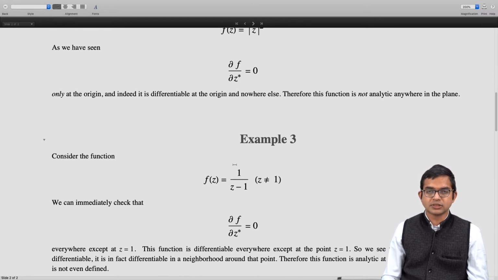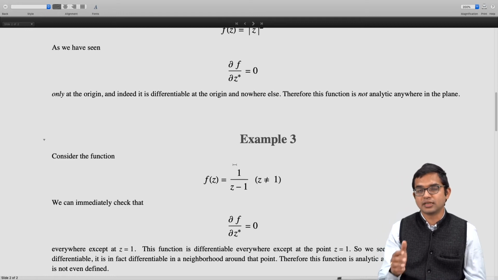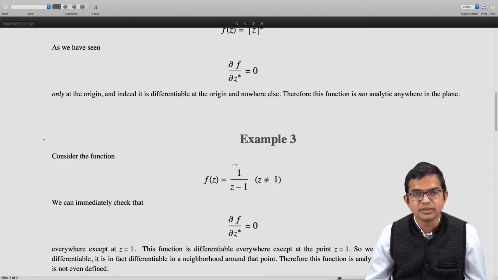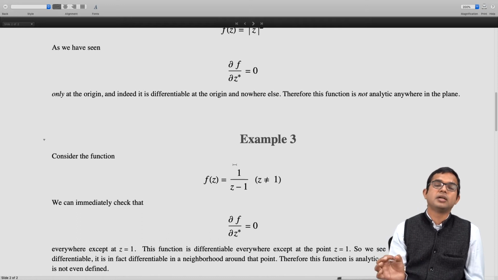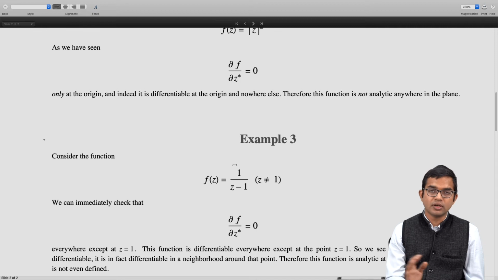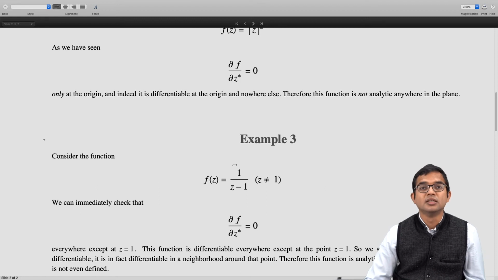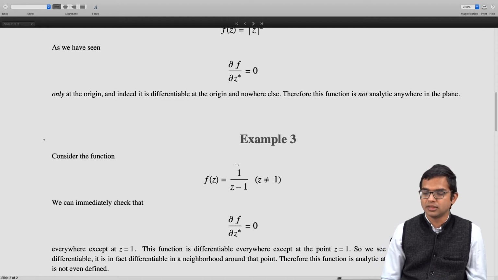So this function is differentiable everywhere except z equal to 1, and it's also differentiable in a neighborhood around any point other than z equal to 1. So in fact this function is analytic everywhere except at z equal to 1, right? If you're slightly far away from z equal to 1, you can always construct a delta neighborhood around that point by taking a circle whose radius is half the distance between the point z equal to 1 and the point of interest. All points inside that circular region are differentiable, and therefore all points inside that circular region are analytic. So this function is analytic everywhere except at z equal to 1.